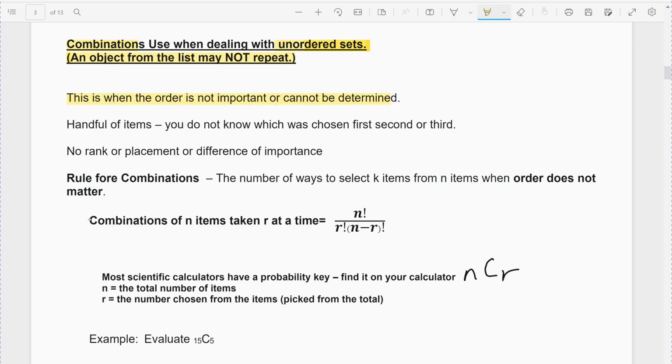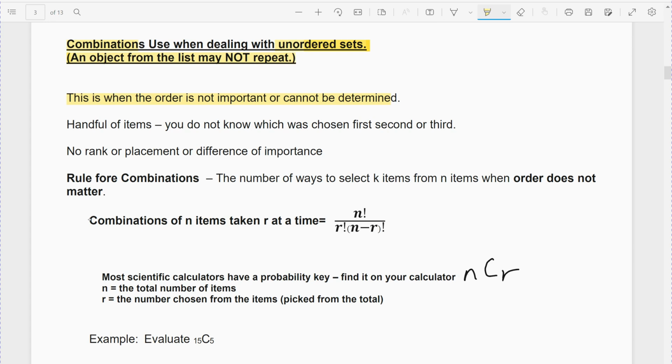An example of it cannot be determined is if you reach into a candy bag or a bag of marbles or something and you pull out 3 marbles all at one time or 3 pieces of candy all at one time. It's what we consider a handful of items, and so they were all selected at once. So there is no first pick, second pick, or third pick. There isn't one. You don't know which one was picked. So again, you cannot determine the order. And so in that case, when you're picking out a handful of items out of a bag, that's a combinations case.